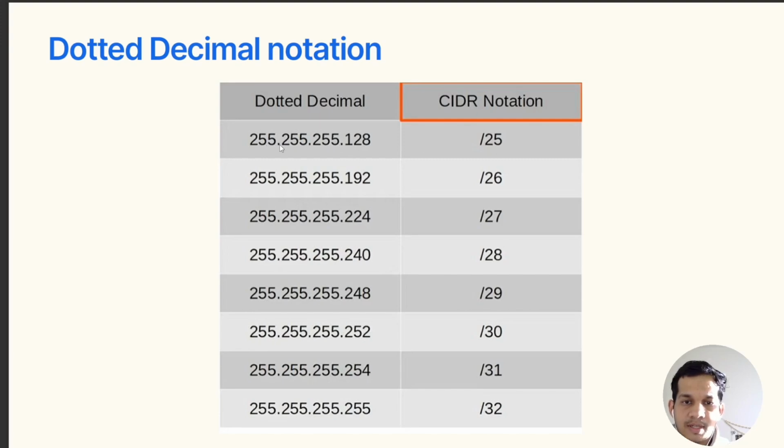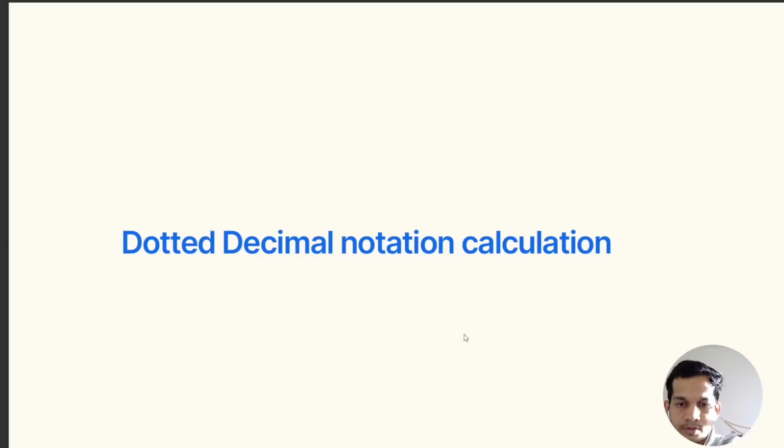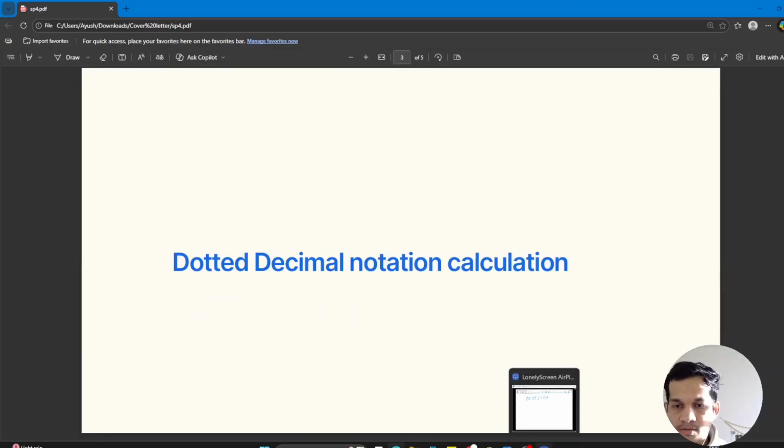255.255.255.128 is /25. This means the first 25 bits belong to the network and whatever is remaining belongs to the host. Keep this table in mind. I'll show you how to do this table calculation, so let's do the dotted decimal calculation.